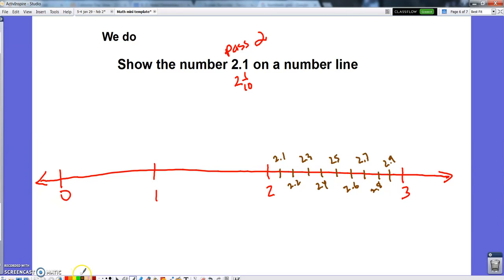All right. And once I have labeled my number line, all that's left is to mark 2 and 1/10 right there. All right. That, my friends, is how you represent a decimal on the number line. So now we've got 3 ways to do it, really: base 10 blocks, hundreds chart, and number line.